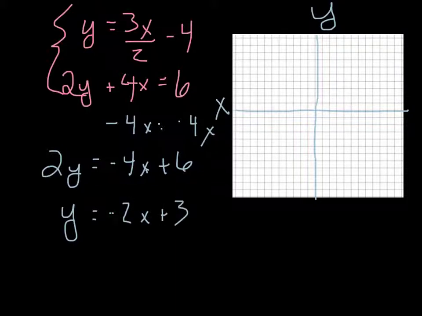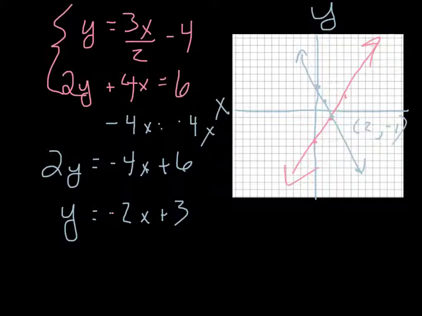So now I'm going to go ahead and graph those. I'm going to start with y equals 3x over 2 minus 4. I'm going to put my point at negative 4. Going to go up 3 over 2 and up 3 over 2. I'm going to connect those points with a straight line. Then I'm going to graph my other equation. I'm going to start this time at positive 3. Now I'm going to go down 2 over 1, down 2 over 1. I'll connect those points. And this works out really nicely. I have my coordinate at 2, negative 1. That looks like it's my solution.